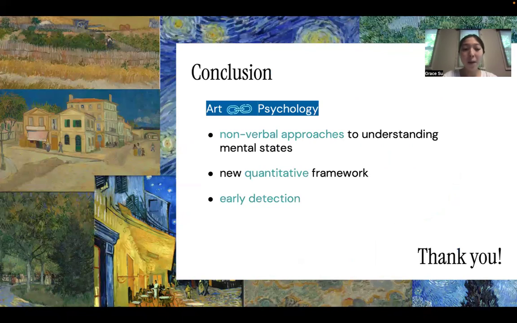In conclusion, by transforming visual artistic features into measurable data, this research helps bridge art and psychology while opening possibilities for non-verbal approaches to understanding mental states. This study introduced a new quantitative framework for transforming visual artistic features into measurable psychological indicators, demonstrating potential for art as quantitative evaluation of psychological tendencies.